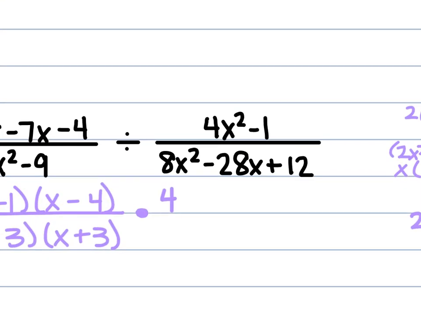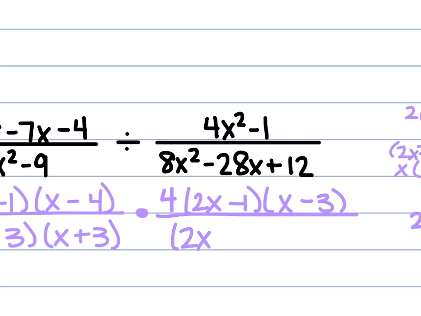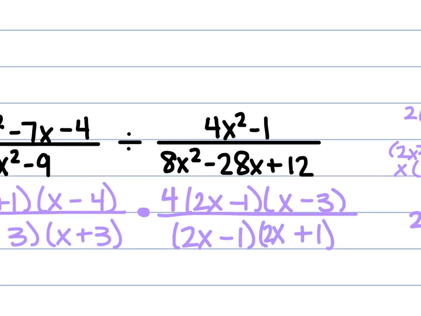So replace that. Is that what they said it was? x minus 3. Okay. Alright, and then that 4x squared minus 1 is going to be the difference of squares, so it's going to be 2x minus 1 times 2x plus 1.